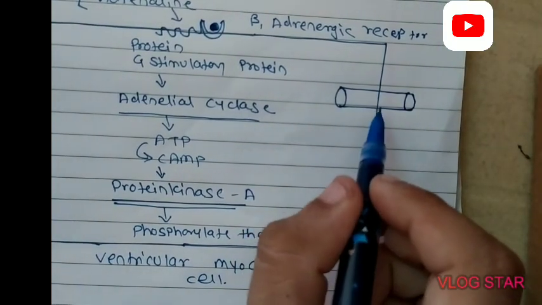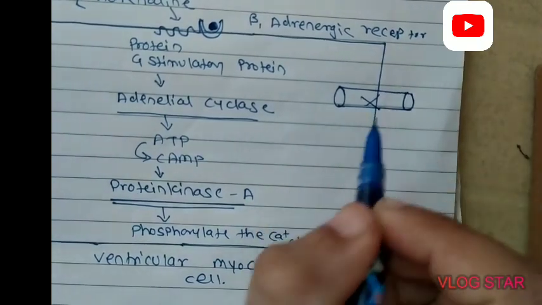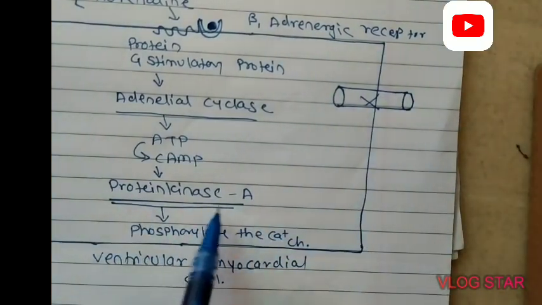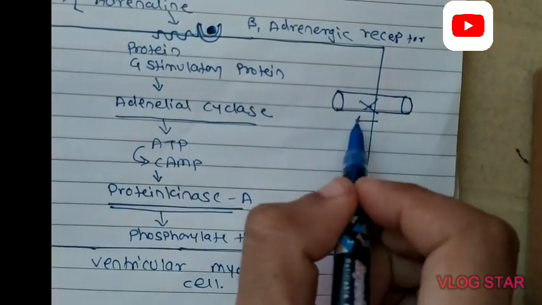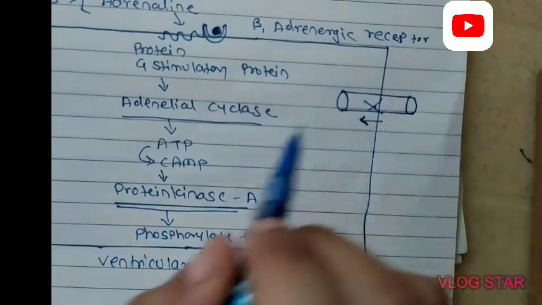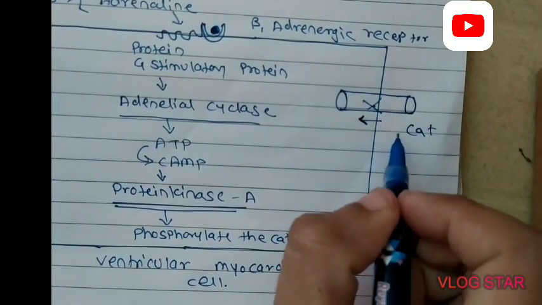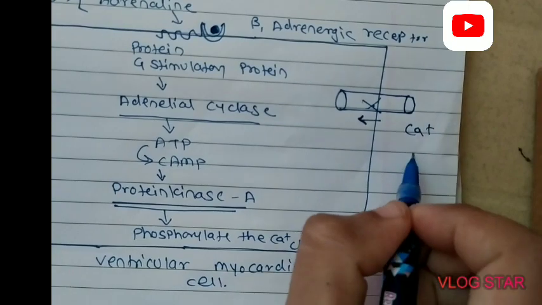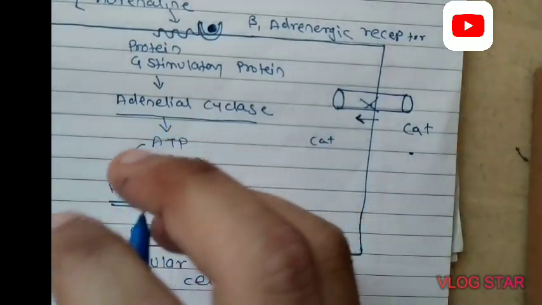This calcium channel is firstly blocked, or closed. Once protein kinase A goes and phosphorylates the calcium channel, this calcium channel opens, and hence it leads to an influx of calcium. So calcium from outside the cell comes inside the cell. More and more calcium gets influx.